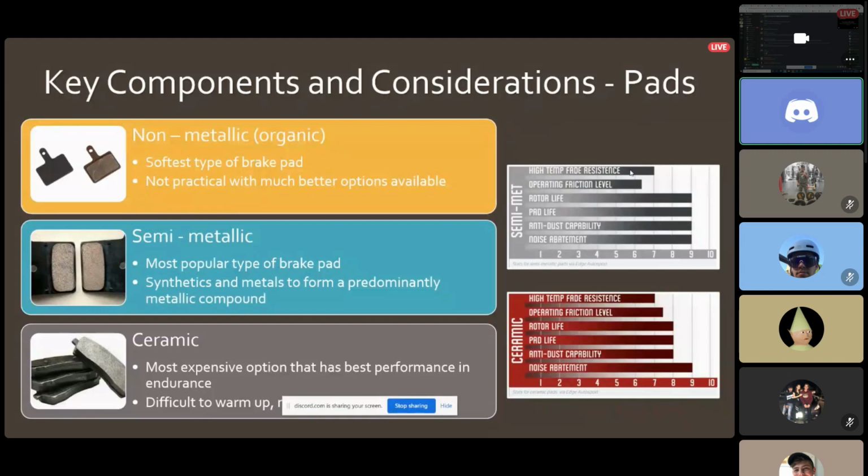So on the right-hand side here too, I included two images I just pulled from the same website, so they do a good job of just comparing head to head. You can kind of see how the two top types of pads, semi-metallic and ceramic, compare against each other.